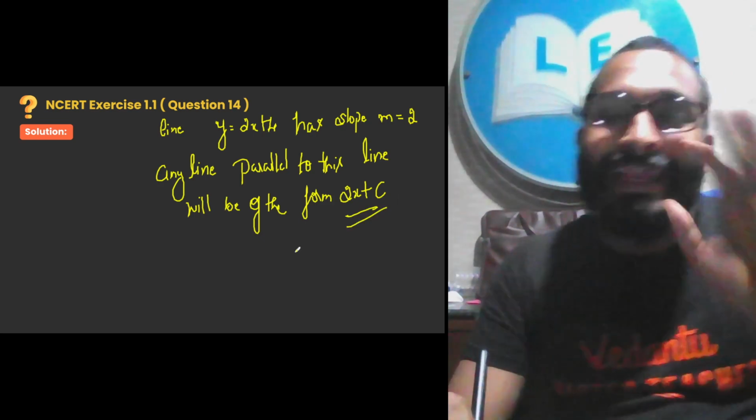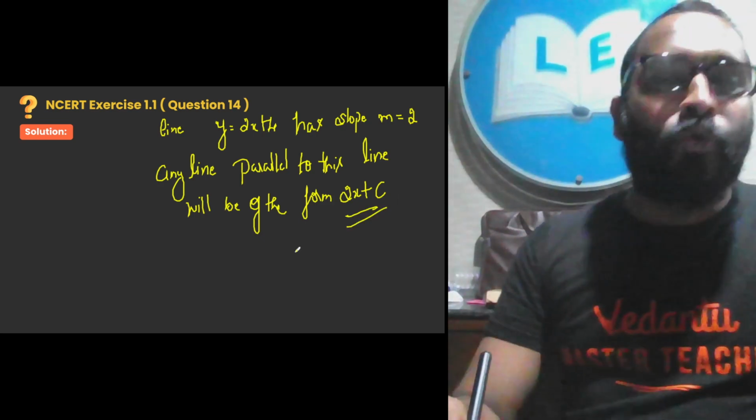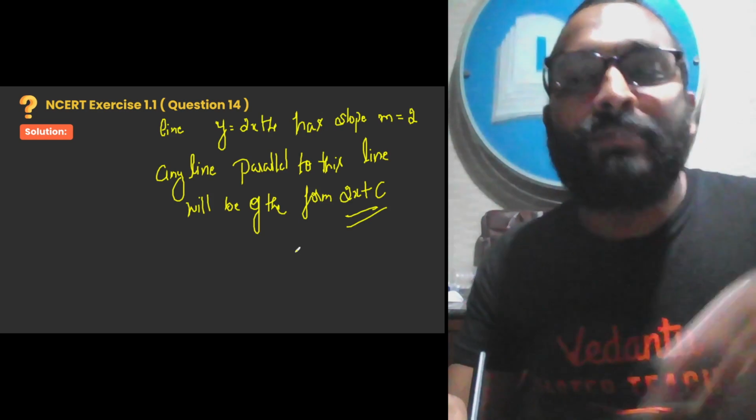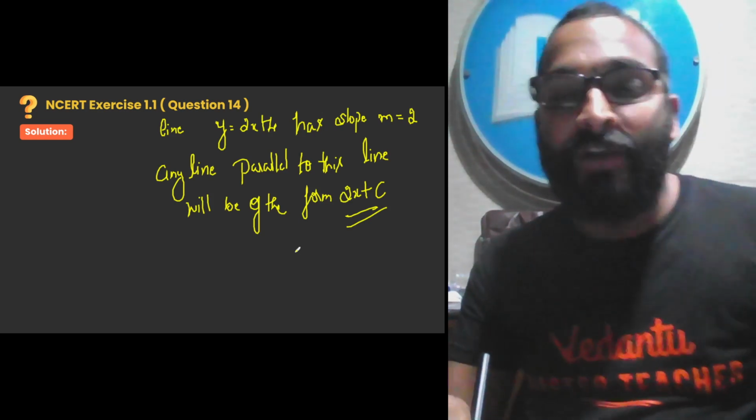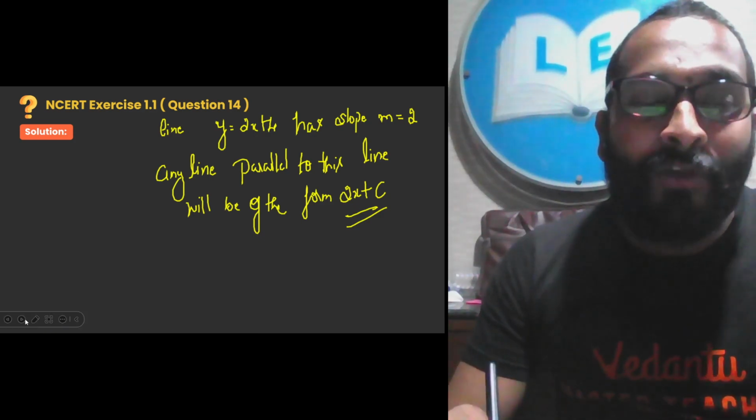Is that clear, children? Any line which is parallel to the line y is equal to 2x plus 4 will be of the form 2x plus c, because both will have the same slope, but the y-intercept will be different. I hope this is clear for all of you, children.